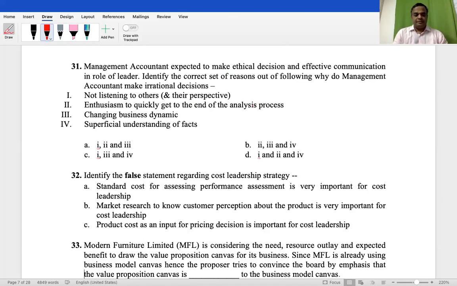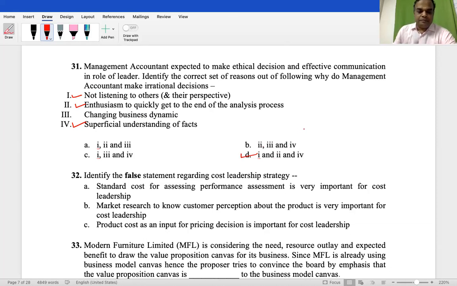So which option is correct? Option 1 is correct, they are not listening, that is a reason for irrational decisions. Enthusiasm is also a reason for irrational decisions. Changes in business dynamic is not correct. Next, superficial understanding of the facts is a reason. So options 1, 2 and 4 are the reasons for wrong or irrational decisions. Therefore, D is the correct answer.